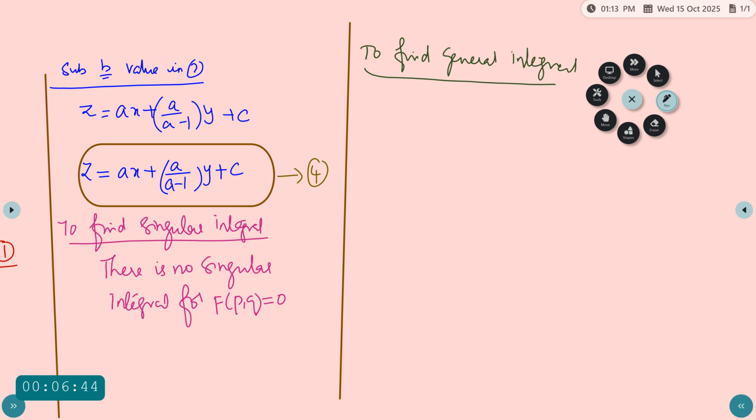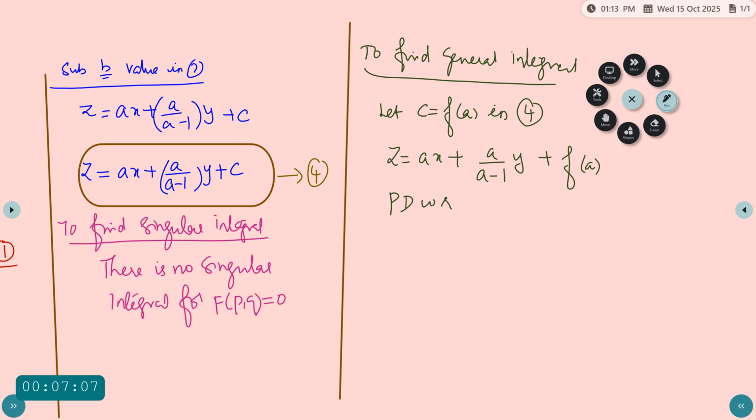Let us substitute c equal to f of a in equation number 4 in the complete integral. Then what can we get? z equal to ax plus a divided by a minus 1 into y plus f of a. Now partially differentiate with respect to a.